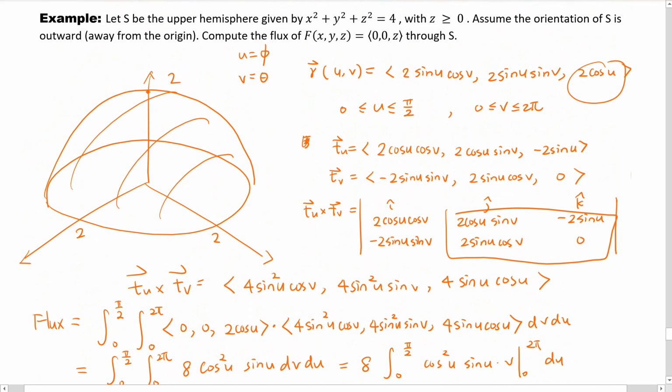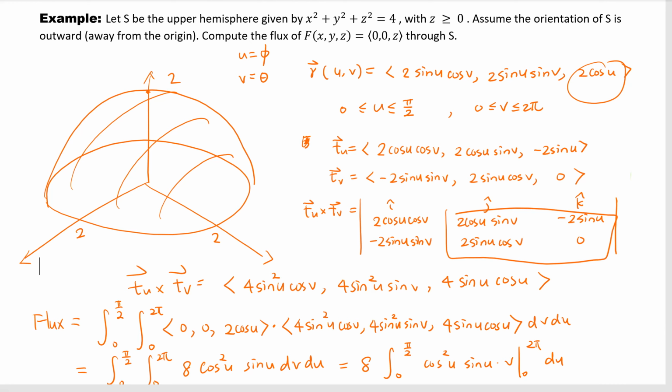Okay, so first, we realize this is a sphere. For a sphere, we learn the parameterization. We let U be the drop-down angle phi, and let V be the angle theta that the projection on the xy plane makes with the positive x-axis. This is the upper hemisphere, so U is between 0 and pi over 2, and V is between 0 and 2 pi.